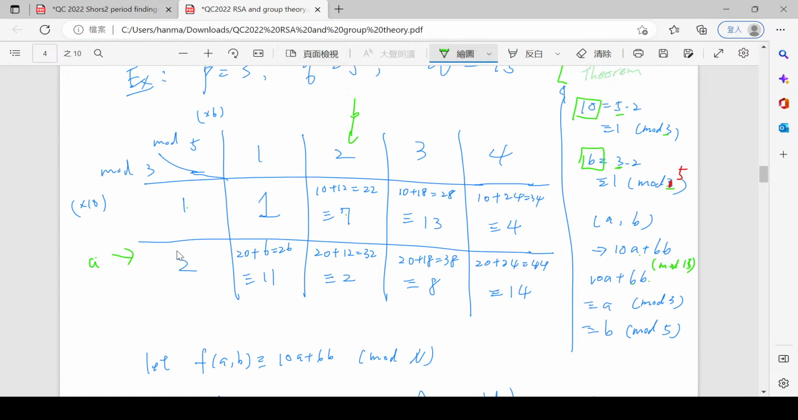Alright, so we have an example here. We have A equal to 2 and B equal to 2. Then 10 times 2 equals 20, and 6 times 2 equals 12. Then you get 32, and when you mod 15, you get 2 here. So that's how you can fill out the table without just enumerating everything.